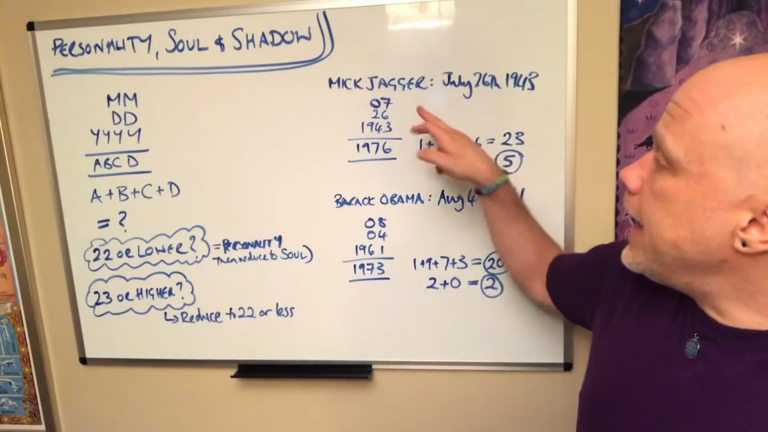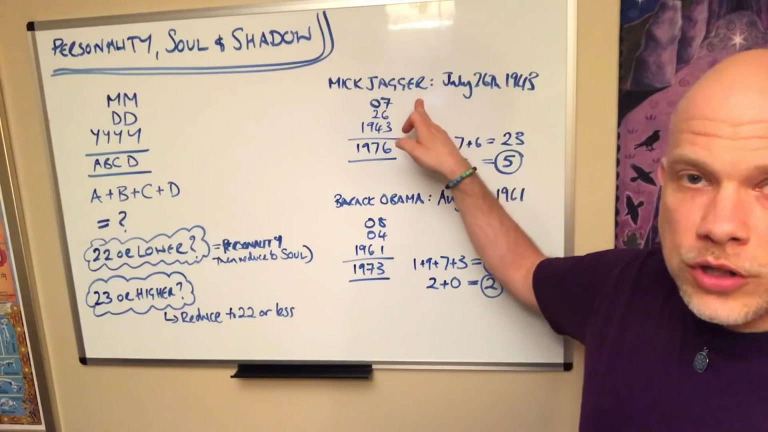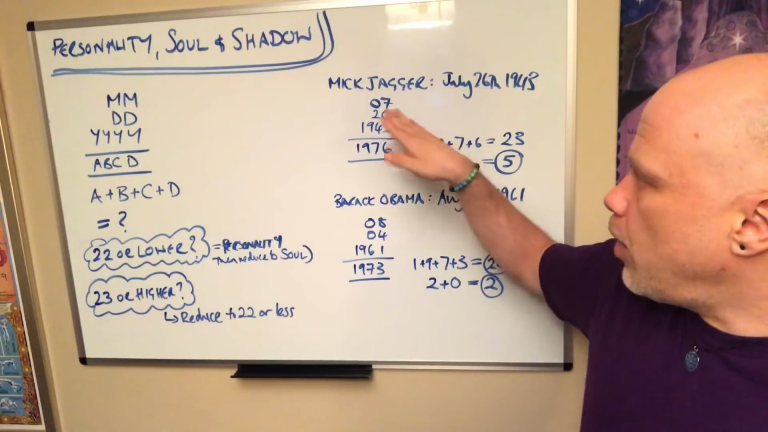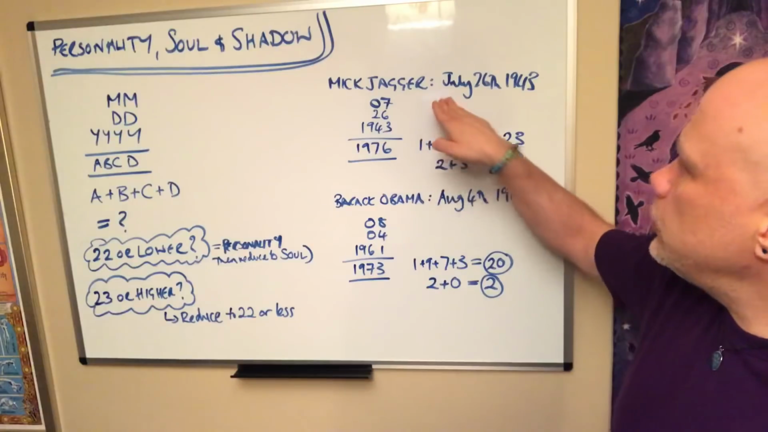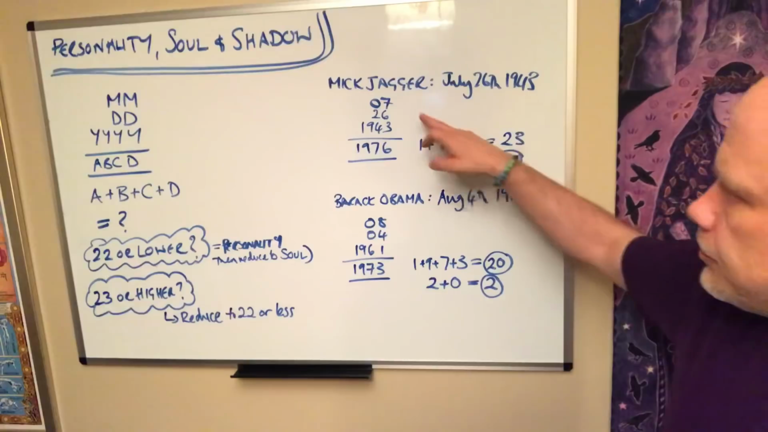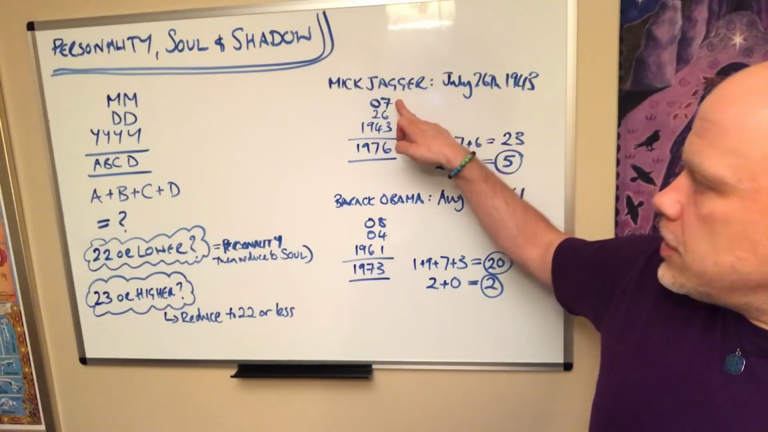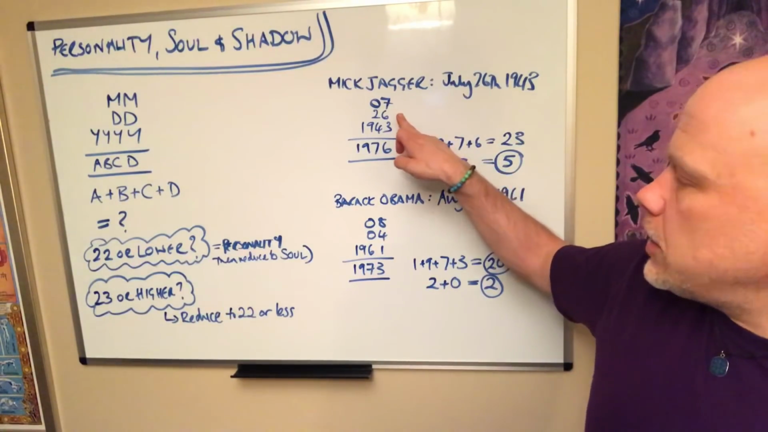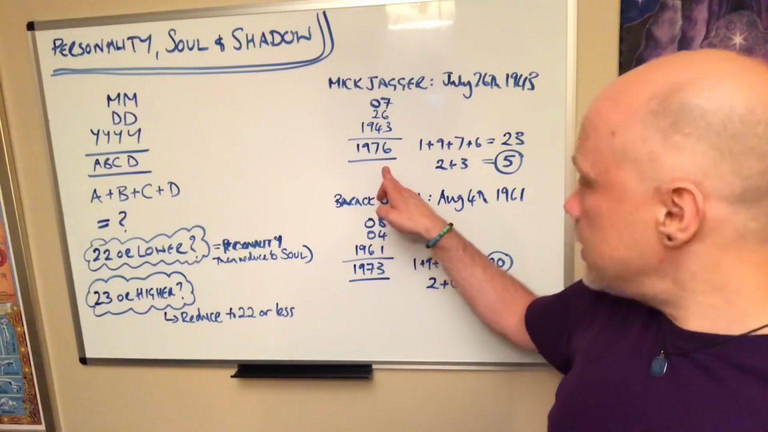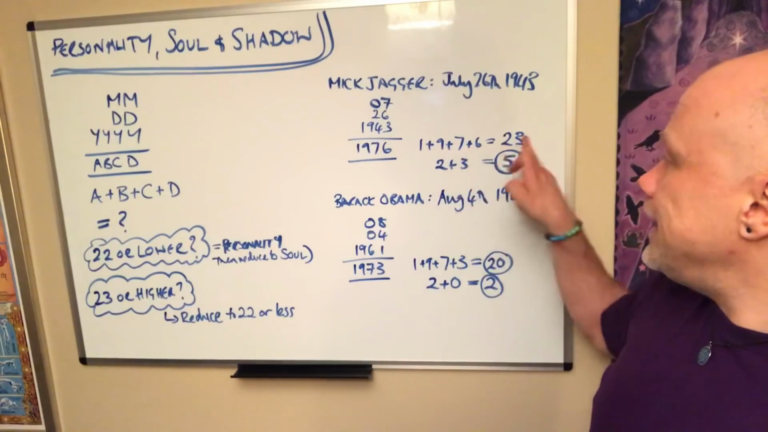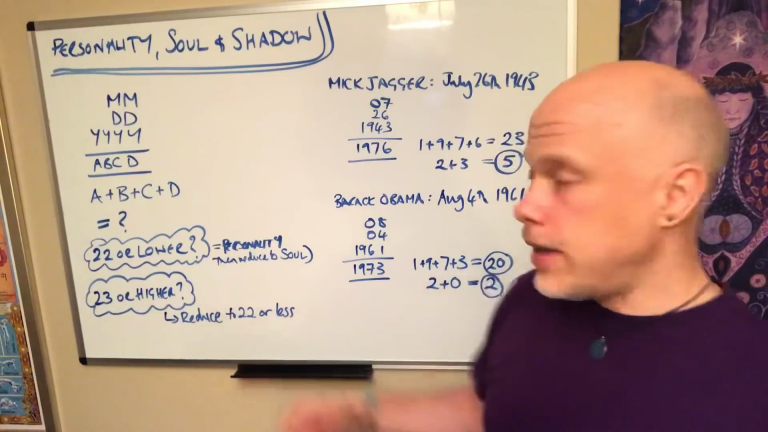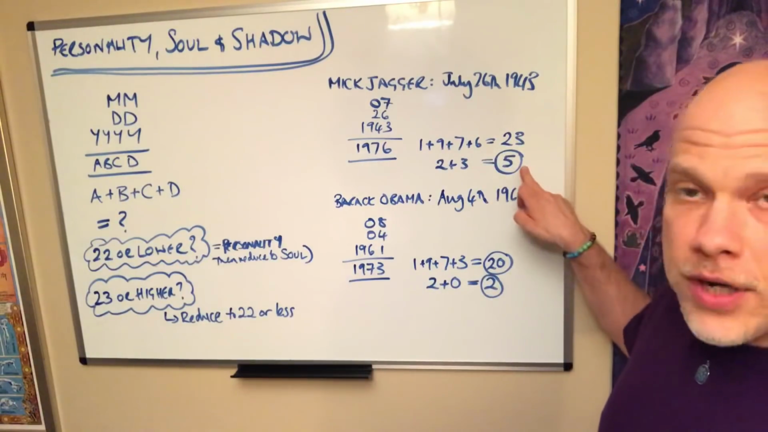Another example, here we have Mick Jagger, sticking with the pop stars. We talked about Olivia Newton-John a moment ago, so let's stick with pop stars. Mick Jagger from the Rolling Stones, born July 26th, 1943. So we put July, which is 7, the 26th, which is 26, and then his year, 1943. We sum that together, we get 1976. 1 plus 9 plus 7 plus 6 equals 23. So it's 23 or higher. So what we need to do is reduce it to 22 or less. We reduce it and boom, we're into the major arcana.